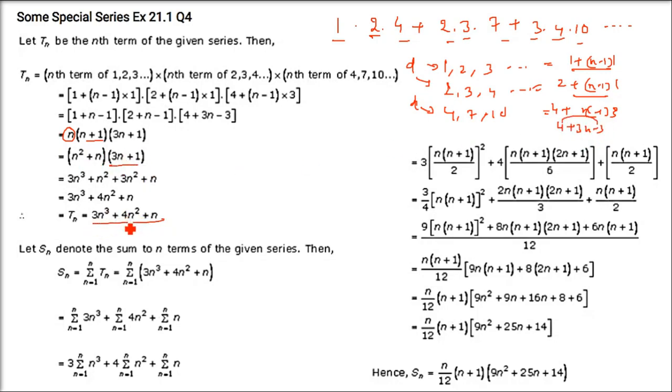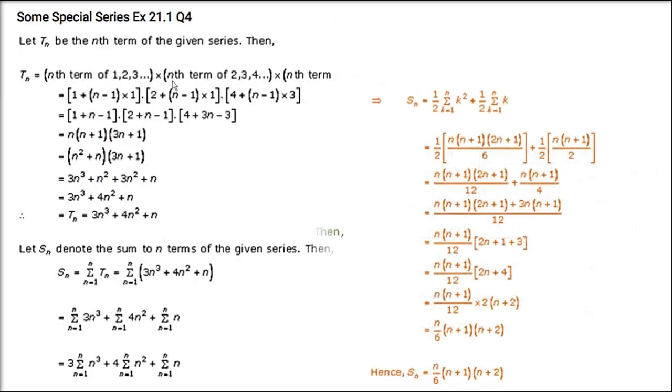So, multiply this. 3n cube plus 4n square plus n is going to come. Now, in place of sigma n cube, you can write n plus 1 by 2 whole square. Here you write n into n plus 1 into 2n plus 1 by 6. And in sigma n you can write n plus 1 by 2. Rearrange it, this final term will come.